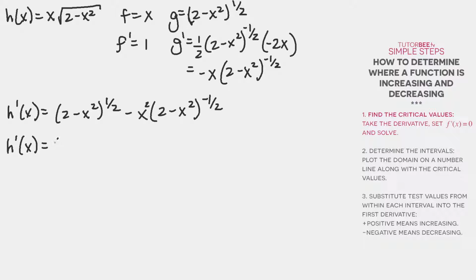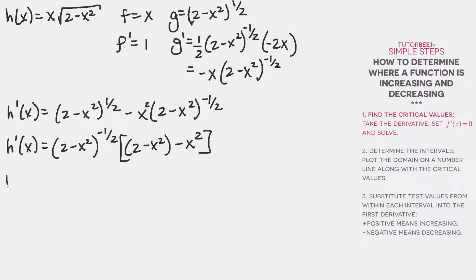I see that they both have a factor of 2 minus x squared in common, and the lowest exponent is negative 1 half, so that's what I'm going to common factor out. If I common factor 2 minus x squared to the negative 1 half out of 2 minus x squared to the 1 half, I factor by division, so really I subtract the exponents. 1 half minus negative 1 half is positive 1, so I get 2 minus x squared to the 1. And out of the last term, I'm pulling the 2 minus x squared to the negative 1 half out, so I'm left with a minus x squared.